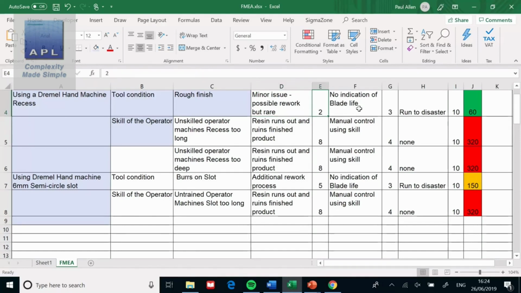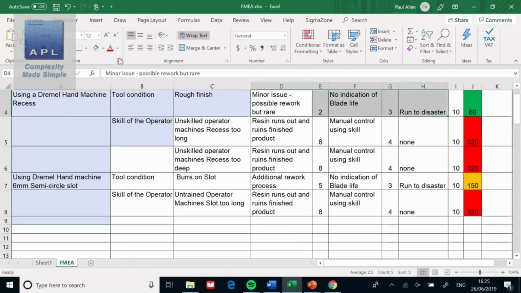Even though I've got no control, it's a run to disaster type problem. The actual problem that it causes is pretty minor, so it's green. In theory, I'm not going to do anything. So all of that, if we go across there, that's all being dealt with.